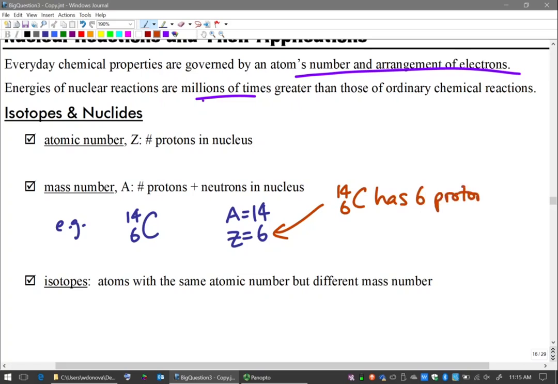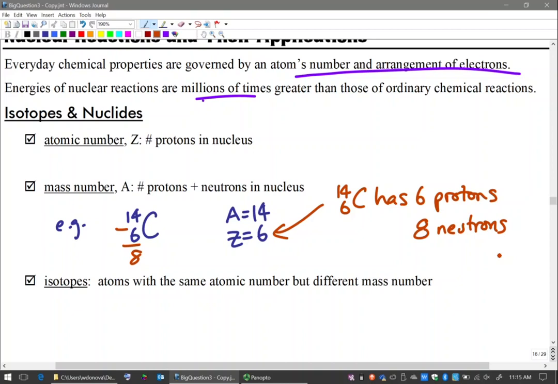How many neutrons does it have? 8, right? The top number is protons and neutrons. The bottom number is just protons, so you subtract. They're lined up for subtraction here. 14 minus 6 is 8, right? You could have them right there, subtract. So 8 neutrons in an atom of this kind.